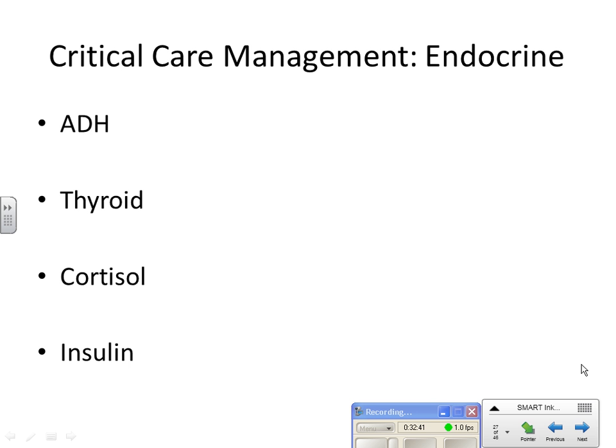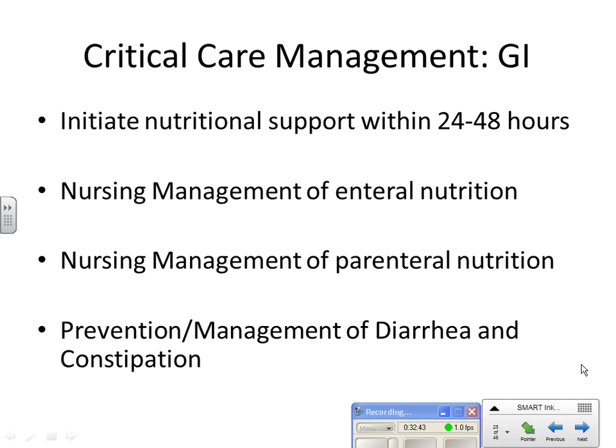So what we're doing with patients that are in critical care, we're starting nutritional support within the first 24 to 48 hours, and that means an NG tube feeding or a PEG tube very, very soon in this process, to help maintain nutritional status and try to balance the glucose levels.